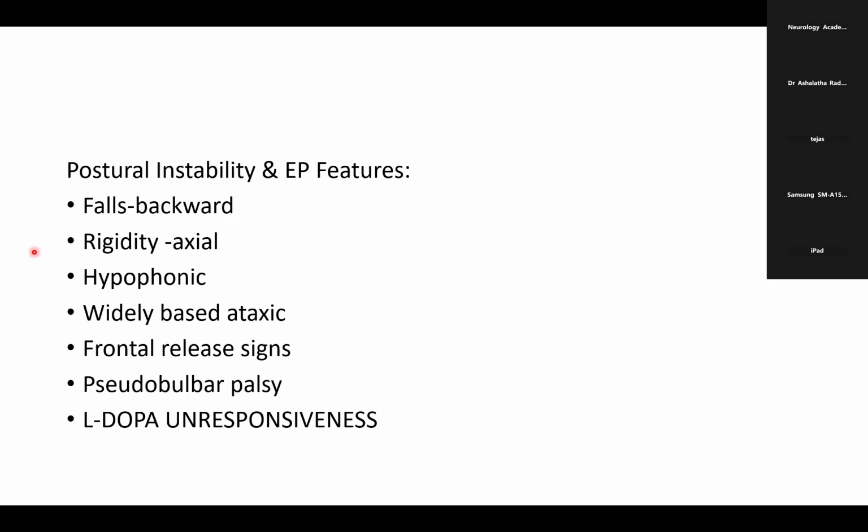The postural instability and extrapyramidal features in this condition are as follows: falls are predominantly backward. The rigidity is axial more than appendicular. The speech is hypophonic. The gait is wide-based and ataxic. There is also appearance of frontal release signs and pseudobulbar palsy, as seen in the patient case described. Levodopa unresponsiveness is a characteristic feature of PSP.